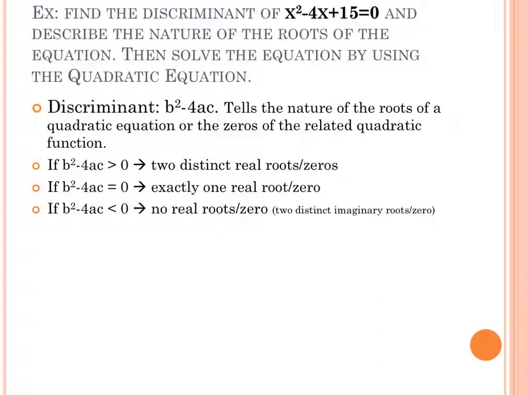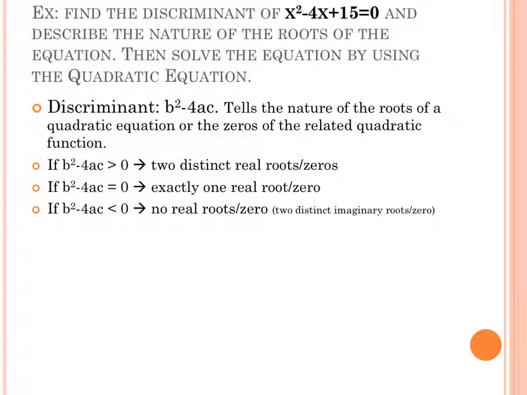Finally, one of the problems that you might see on your assignment card and that we'll briefly go over is this thing called the discriminant. The discriminant here is this b squared minus 4ac. Now this looks familiar because that's what was underneath that square root that we had in the quadratic equation. A lot of these problems on your assignment card will say, find the discriminant of x squared minus 4x plus 15 equals 0, and describe the nature of the roots of the equation.